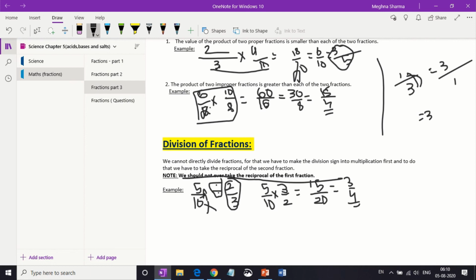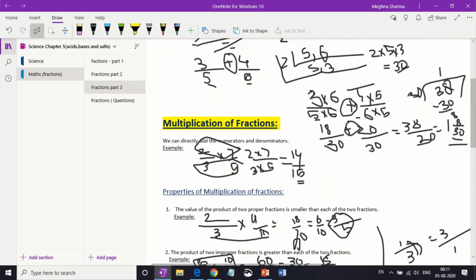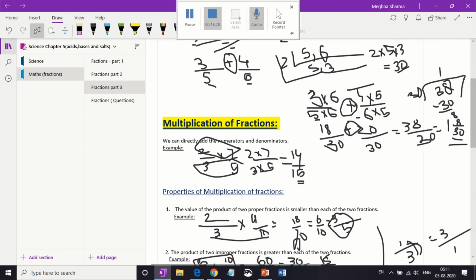Okay, this is for now. Next we are going to see comparison of fractions and we are going to solve a few questions. Thank you. Hope you have understood.